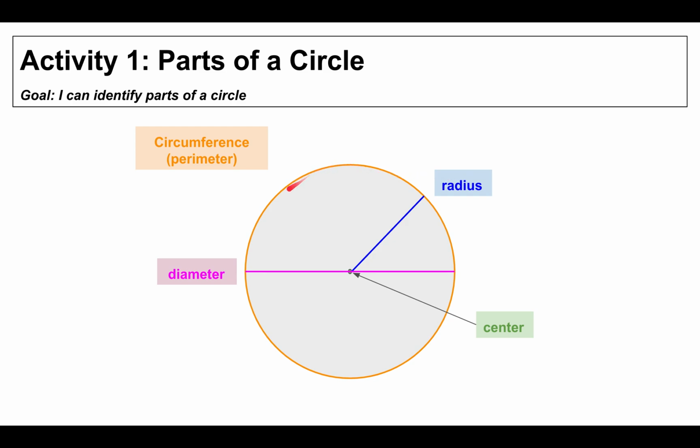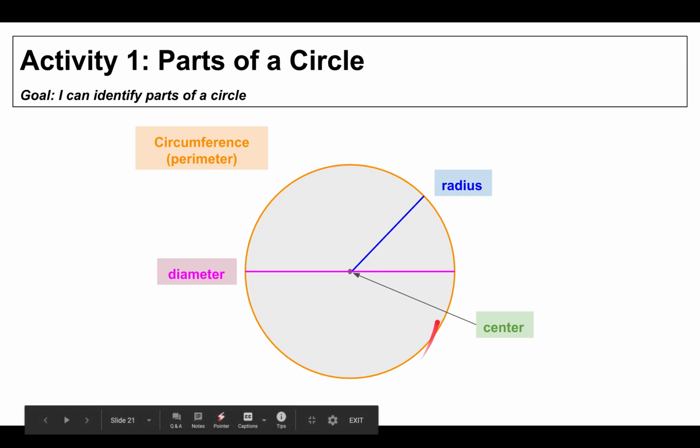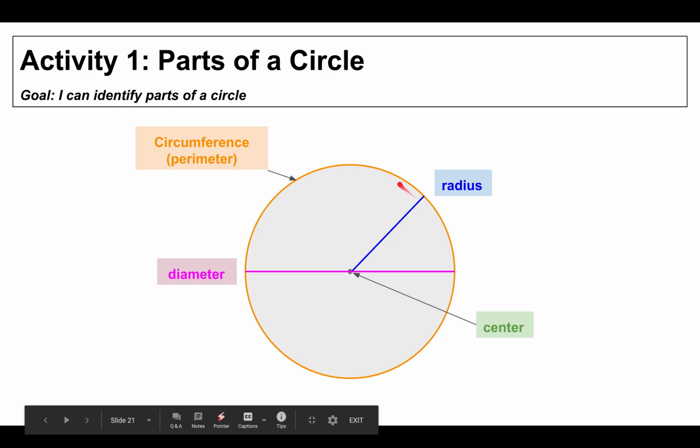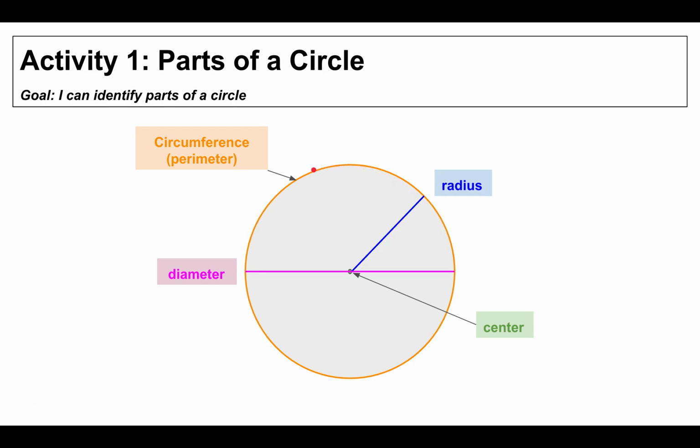This orange border that goes all the way around the circle, this is called the circumference. In a circle, it's really just a fancy way of talking about the perimeter. The distance around the outside of a circle is called the circumference. All right, go ahead and get started with today's first activity.